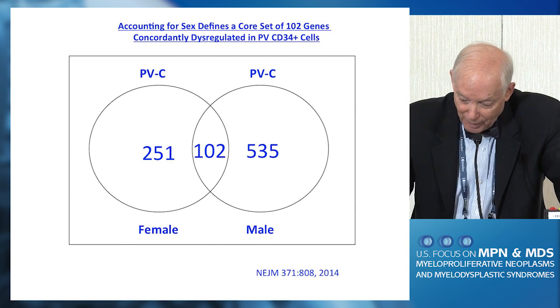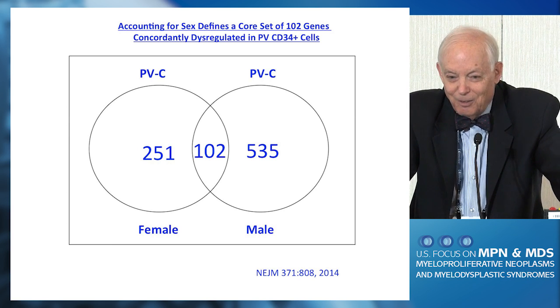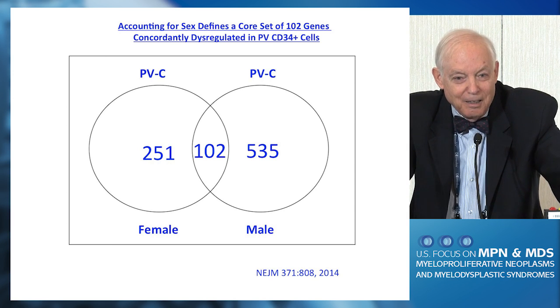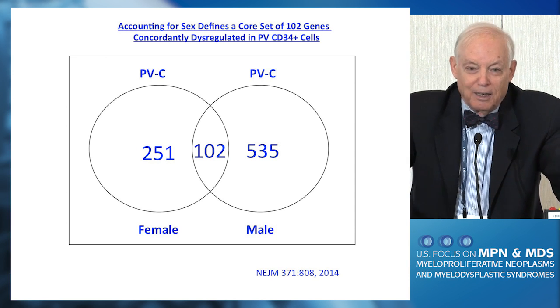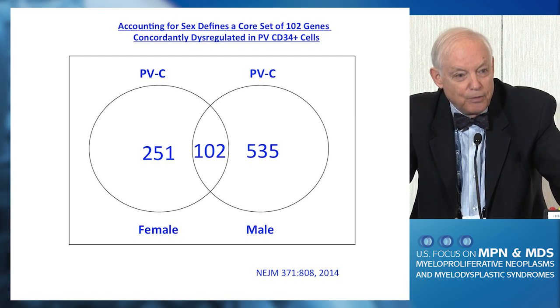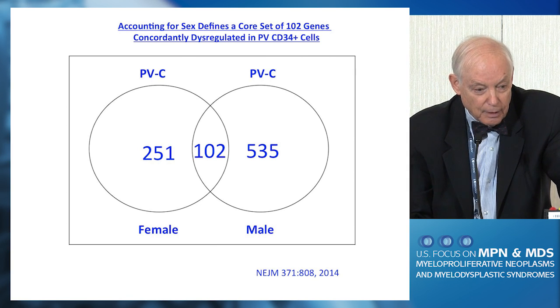Okay. Now, let's go back to the polycythemia vera patients with the 102 core genes. And I didn't know what the speakers were going to say before today, but you heard about toll-like receptors. Well, S100A9 is one of the genes that's upregulated in polycythemia vera, so it probably contributes to the inflammation. No one's talked about it. We've published this, but we didn't get into that aspect.